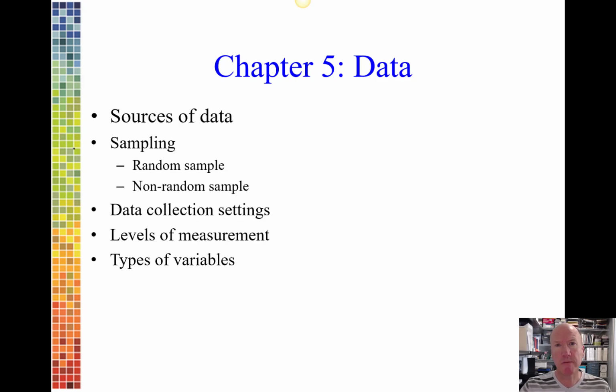Then we'll be discussing levels of measurement, and this involves how the variables are operationalized or measured, and there are 4 different levels of measurement that we'll be discussing in Chapter 5 and in the learning module related to levels of measurement. And then finally in this chapter we'll talk about types of variables, and mainly we're discussing the independent versus the dependent variable here.